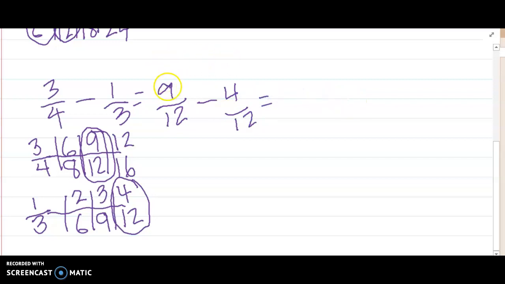Equals. So, numerator minus numerator. 9 minus 4 is 5. 12 denominator, 12 denominator, 12 denominator. So 3/4 minus 1/3 equals 5/12.